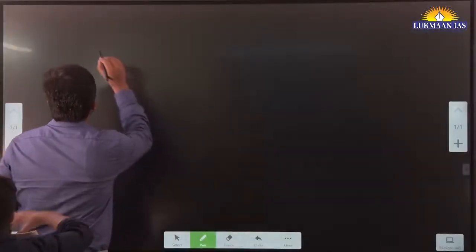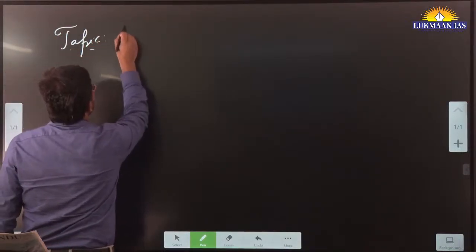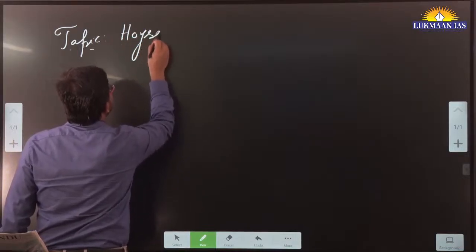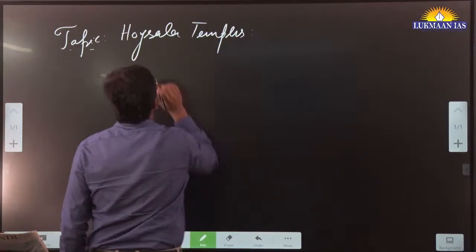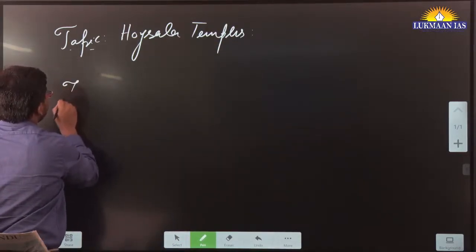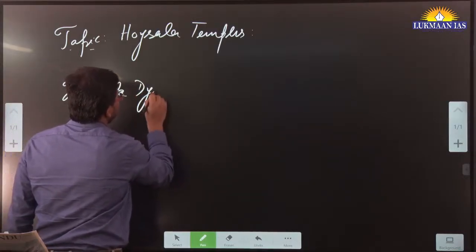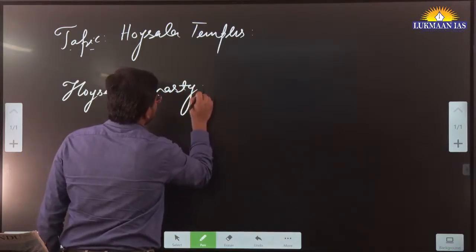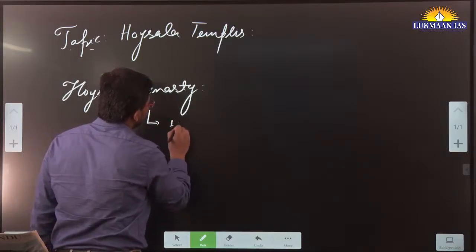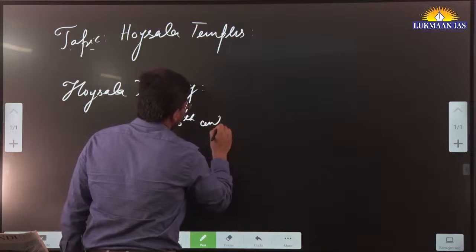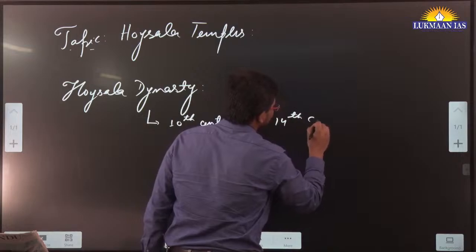Now these Hoysala temples are part of a dynasty, so let's understand that topic quickly. The name of the topic we are understanding is Hoysala temples. There was a dynasty known as the Hoysala dynasty. This particular dynasty ruled in the southern portion of India from the 10th century to the 14th century.